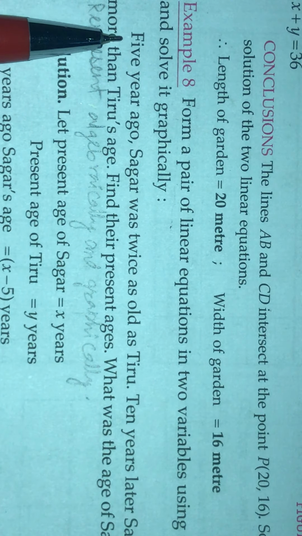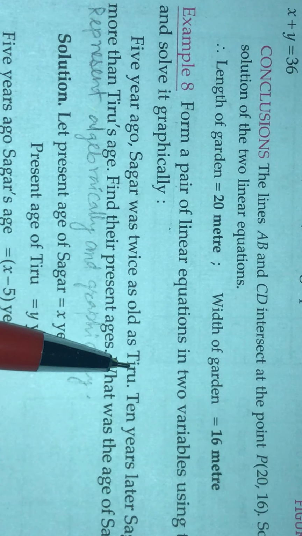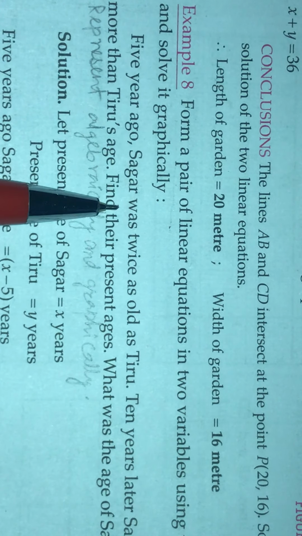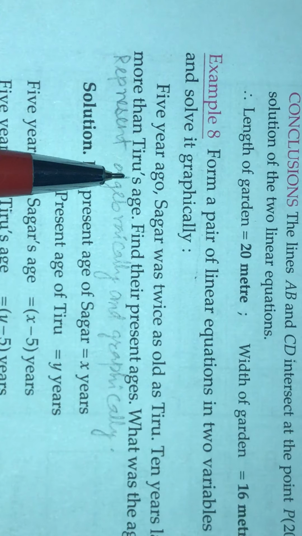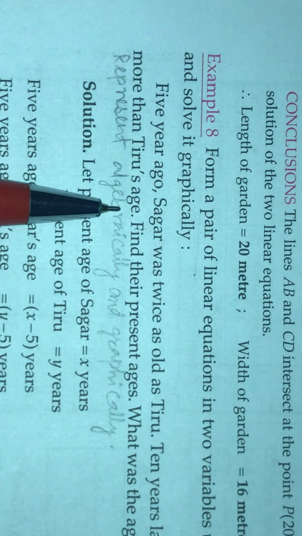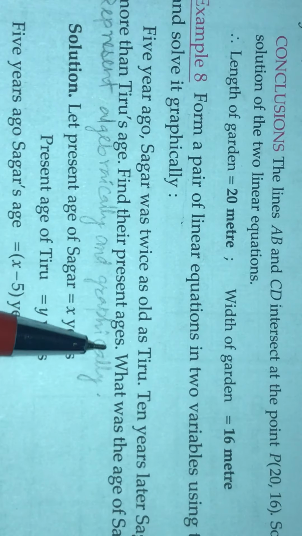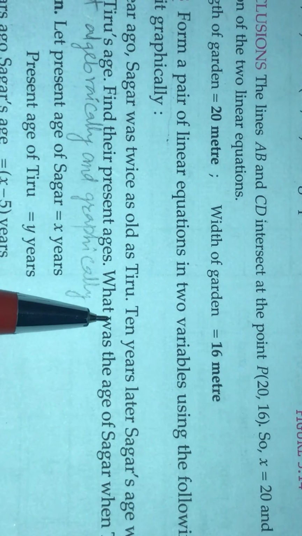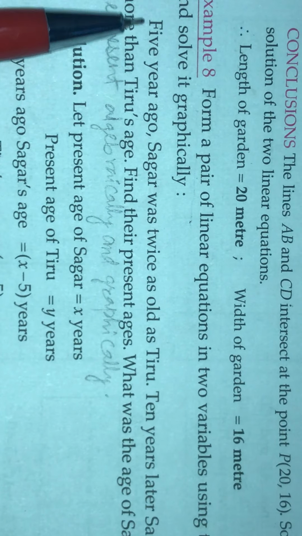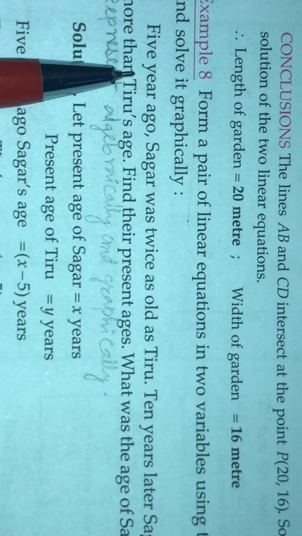The statement is given here: 5 years ago Sagar was twice as old as Tiru. So that's the first statement. 10 years later Sagar's age will be 10 years more than Tiru's age. Find their present ages. What was the age of Sagar when Tiru was born? This part we will ignore. Only the upper part we'll try to do. 5 years ago Sagar was twice as old as Tiru. So the first statement is very clear.